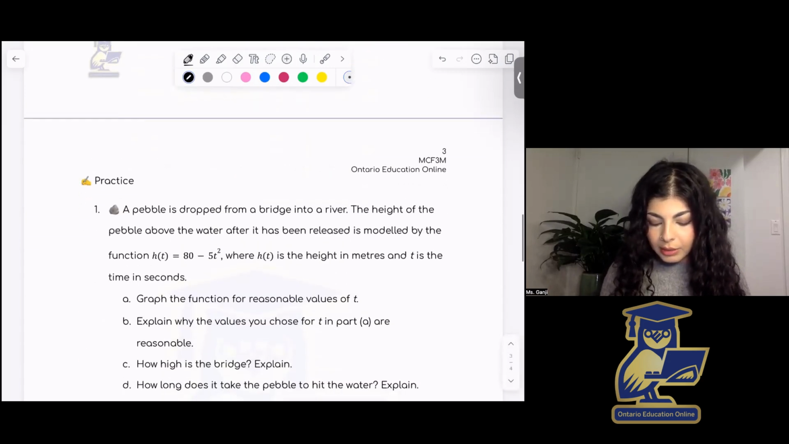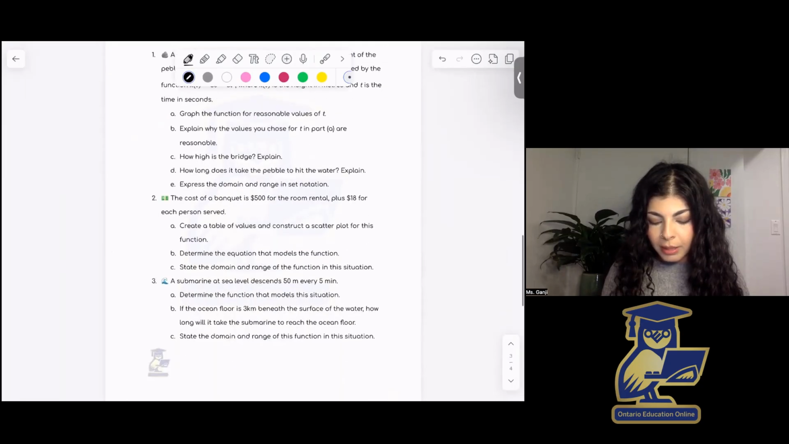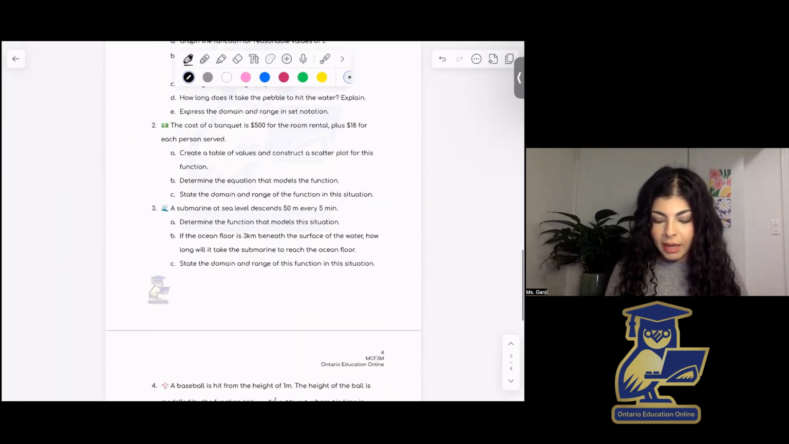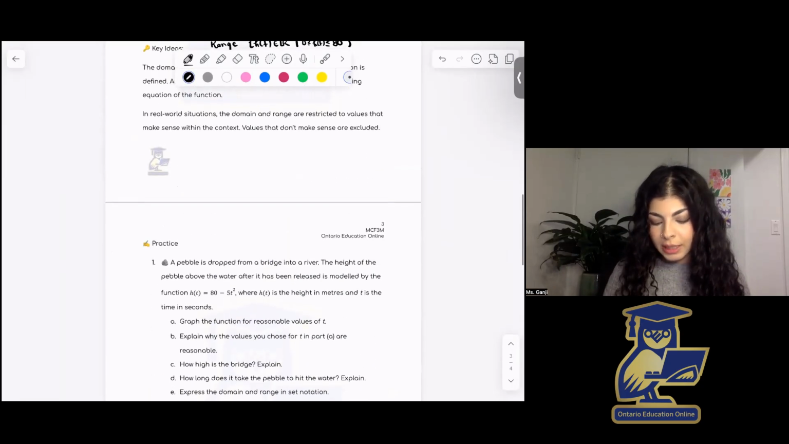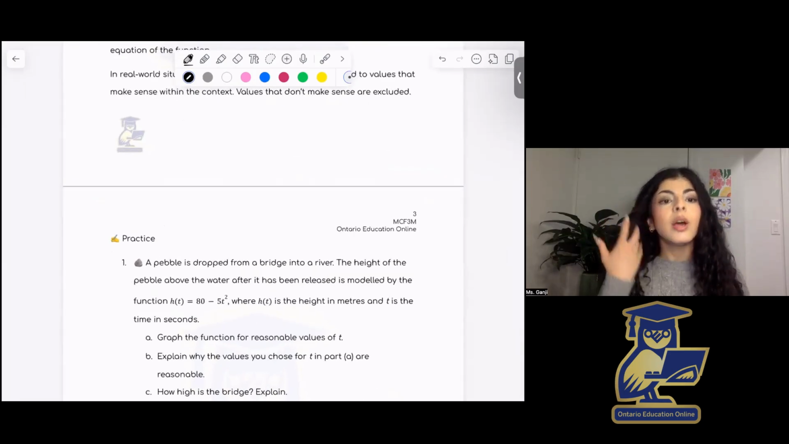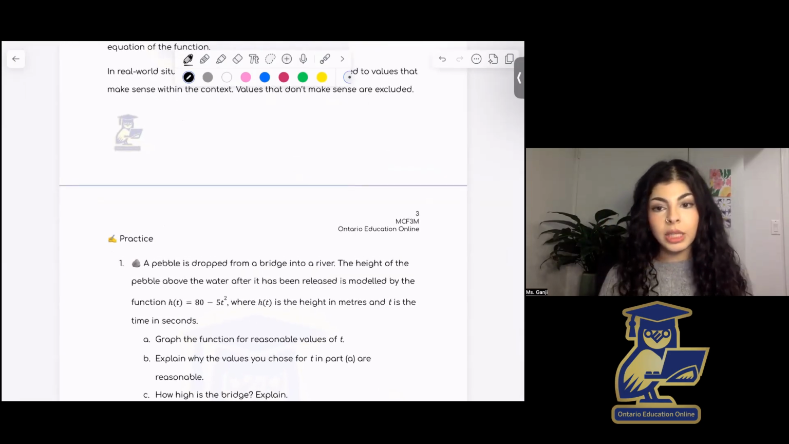So for today's practice, we have some extra word problems with some heights and finance, similar to the ones we've seen. So try answering some of the questions about domain and range and its interpretation.